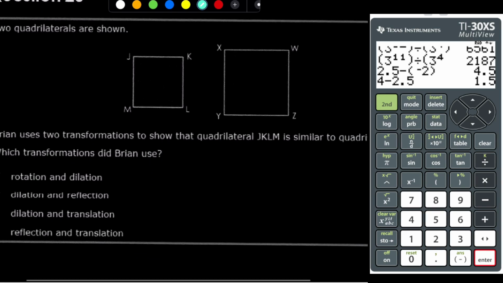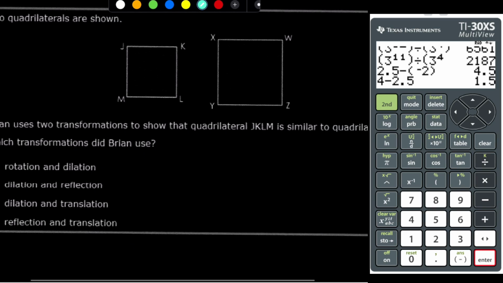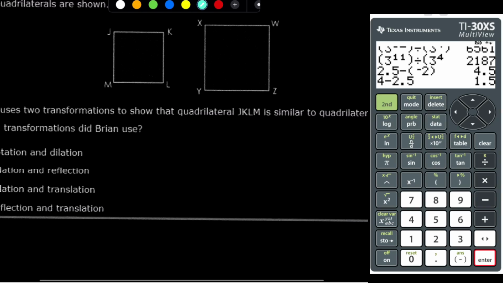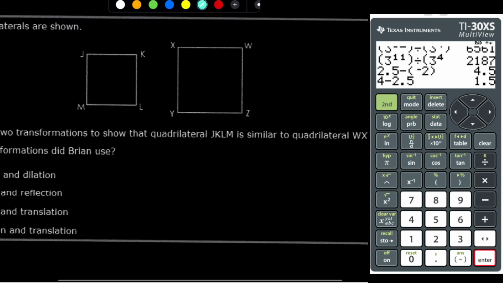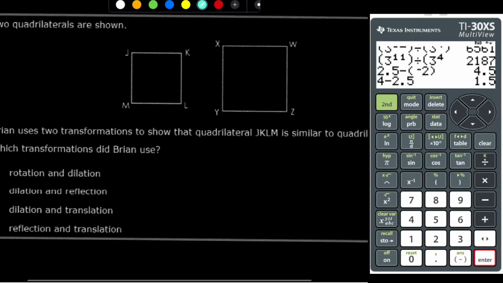Two quadrilaterals are shown. Brian uses two transformations to show the quadrilateral JKLM is similar to quadrilateral WXYZ. What transformations did Brian use? Okay, so you can immediately see our new quadrilateral is bigger than our old one, which means that it has to have a dilation. Any choice that does not have a dilation is now eliminated. Okay?